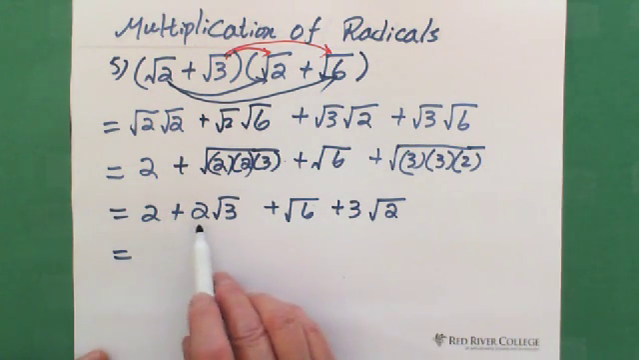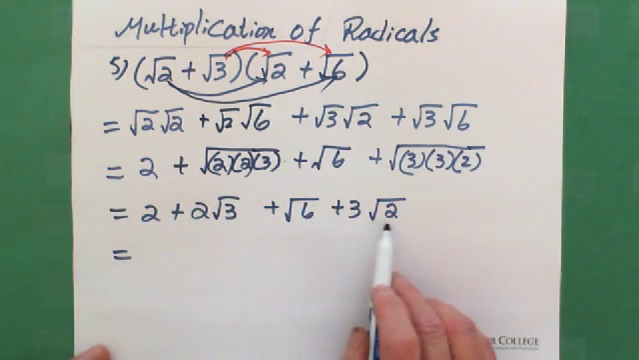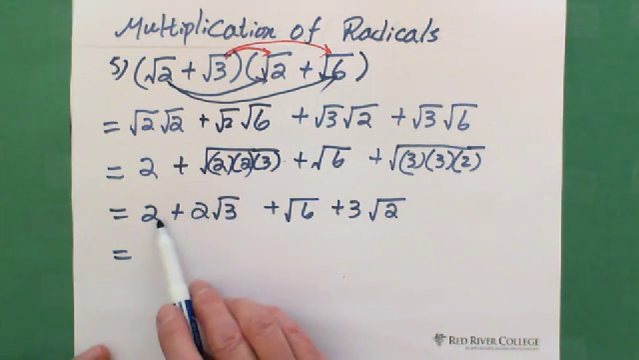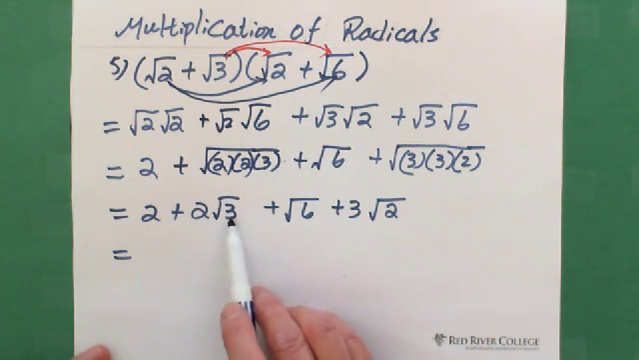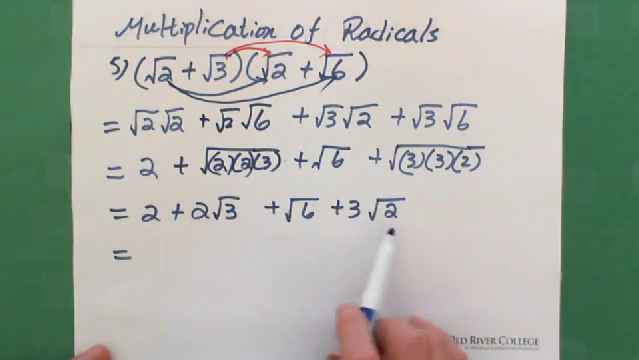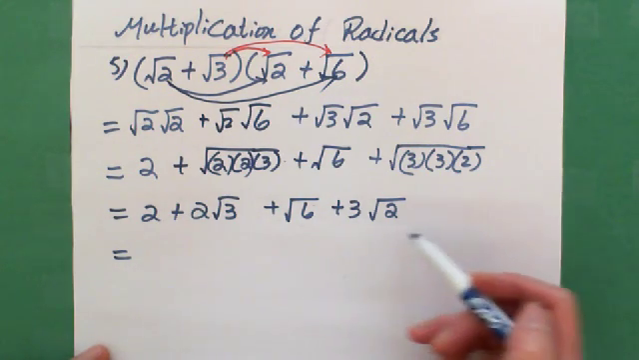In that situation, you can see this question, after you combine, this 2 is a whole number, 2 root 3 has radical root 3, radical 6, radical 2. All different, different radicals. Radical 3, radical 6, radical 2. Nothing you can combine. All different. That's the answer.